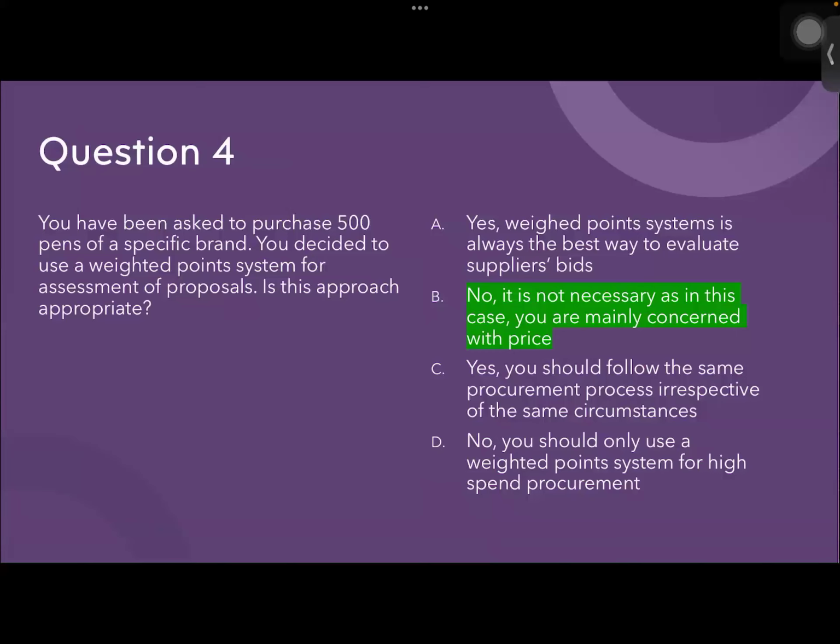With A, the problem is that the weighted score system is not always the best way. It may not be suitable for a single criterion assessment like this one about price only. And with D, the issue is not about high spend or not. It's about the number of criteria. If you only have one criterion, there's no reason to select weighted score. But if you have multiple criteria, then there must be a weighted score system.